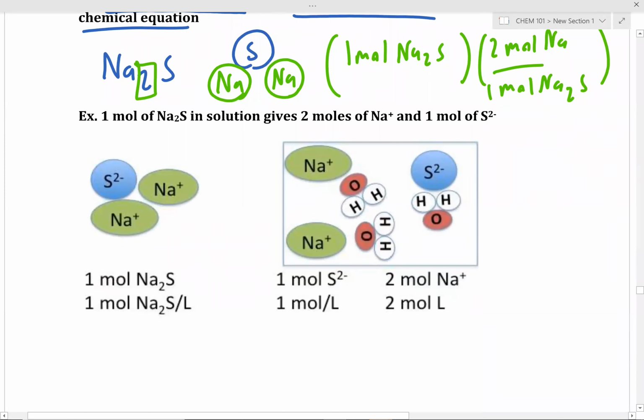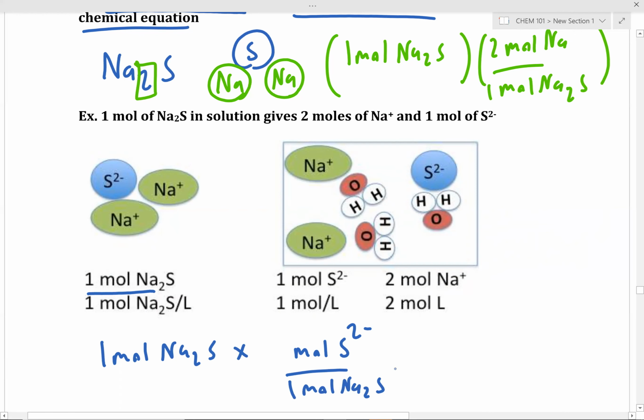So for example, if we have sodium sulfide and we start with 1 mole of sodium sulfide, let's calculate the moles of sulfide. So in 1 mole of sodium sulfide, how many moles of sulfide do we have? What's our mole to mole ratio? What's our formula ratio? How many sulfurs do you see? 1. So that in turn gives us 1 mole of S2- in solution. So the concentration of ions will not always be the same as the concentration of your ionic compound. Does that make sense? Okay.